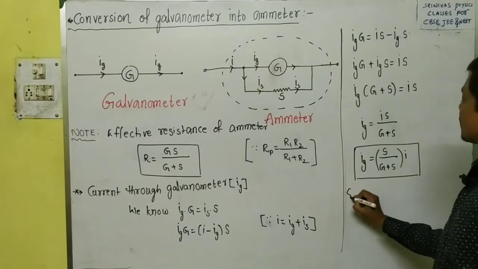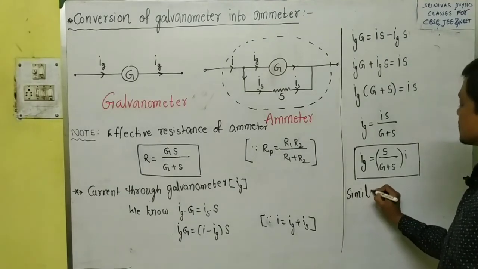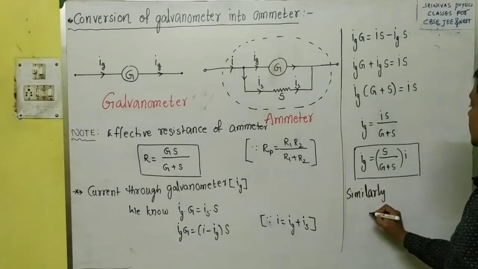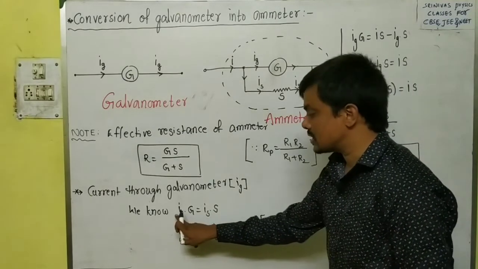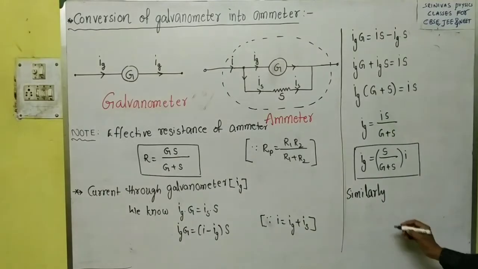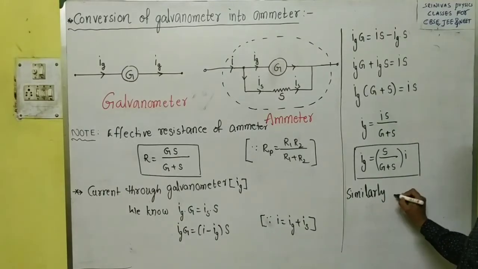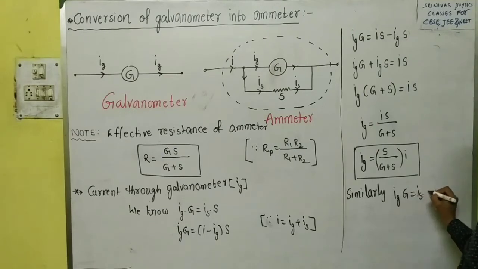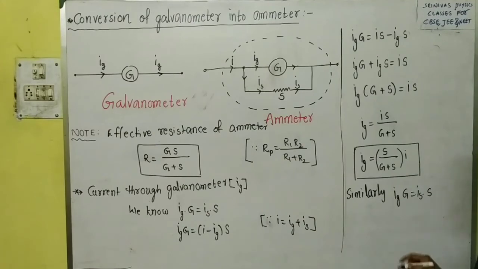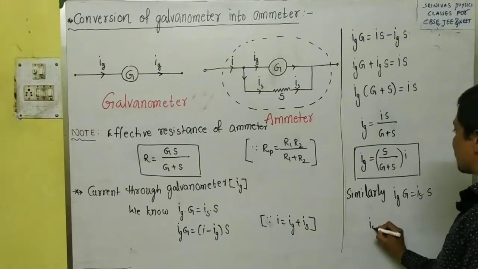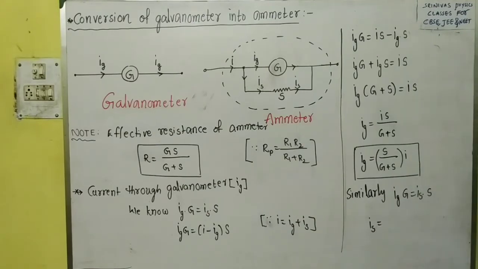Similarly, if you want the current through the shunt resistance, Is, you can change this Ig in terms of Is, otherwise you can use IgG is equal to IsS. You substitute Ig here, and you will get the Is formula.